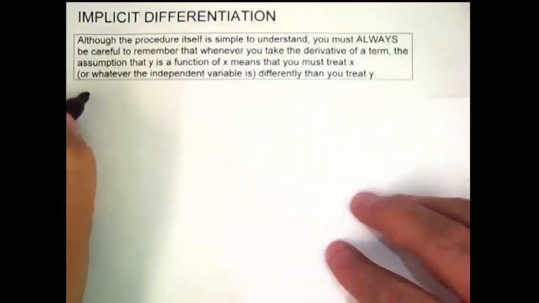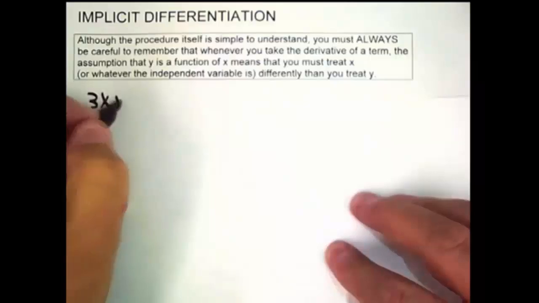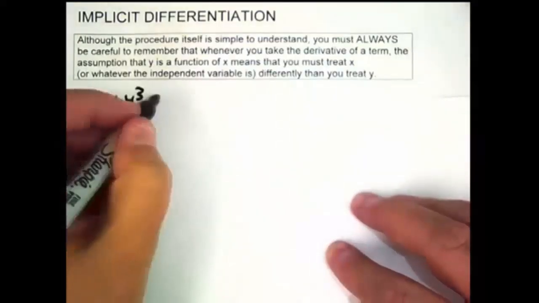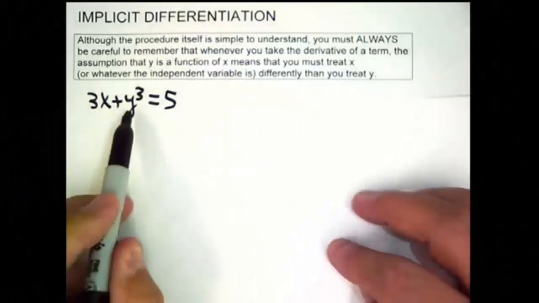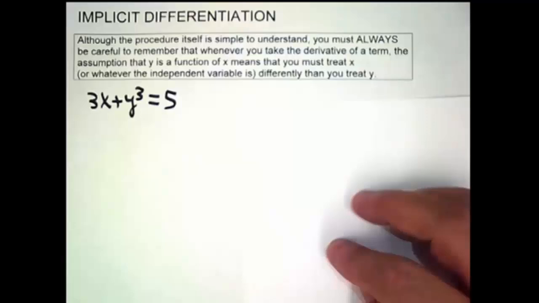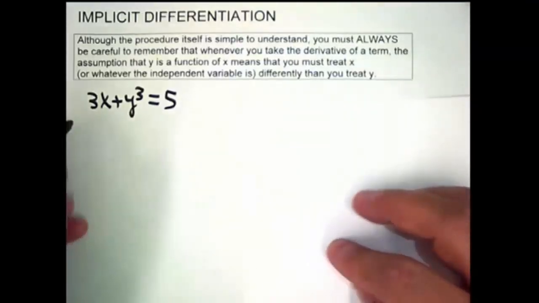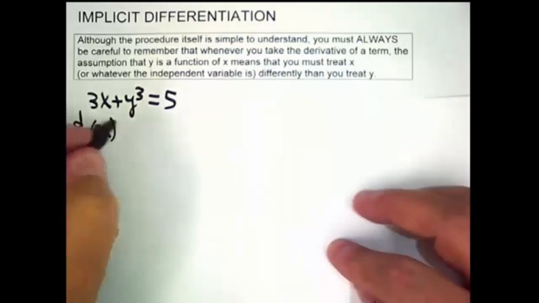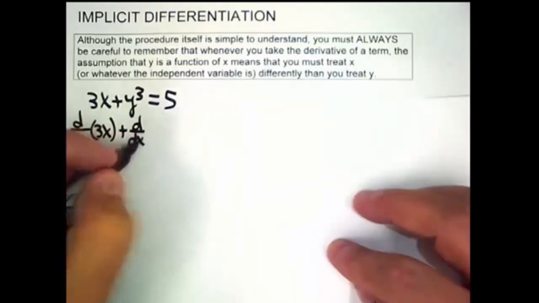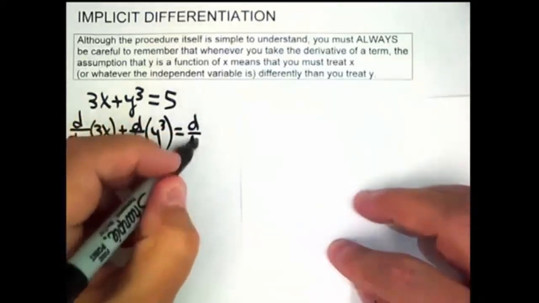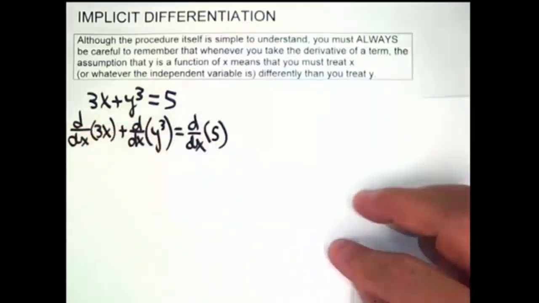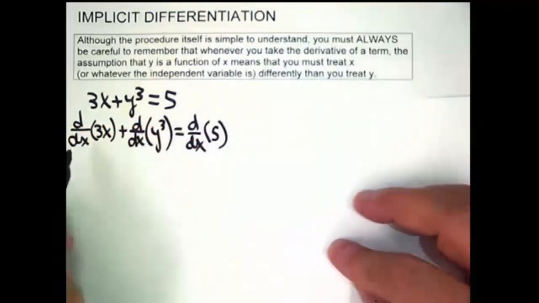Suppose I had 3x plus y cubed equal to 5. Looks pretty similar, but it's more complex because the term involving y is more complex. But the procedure begins just the same. You take the derivative term by term. As before, the derivative of 3x is 3.